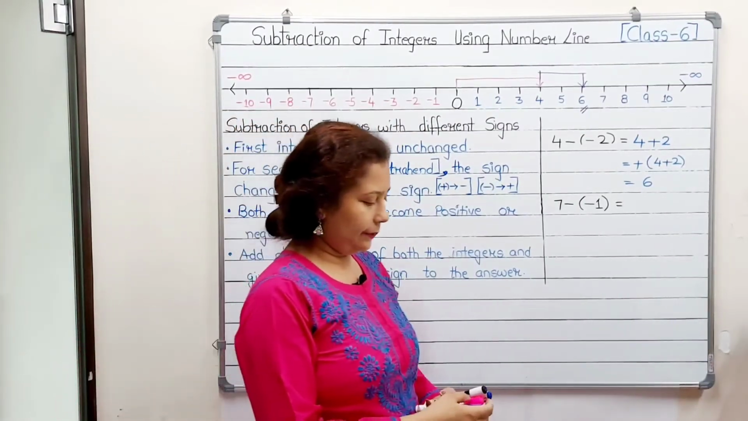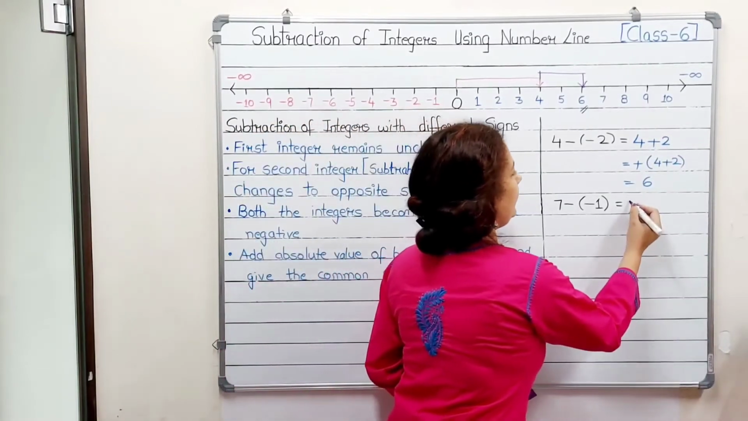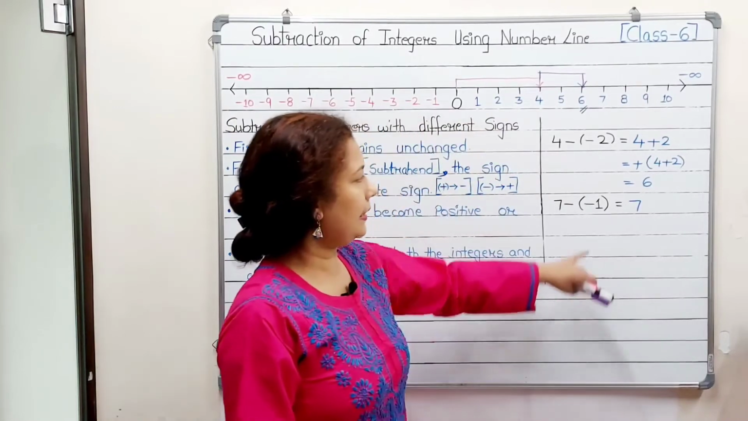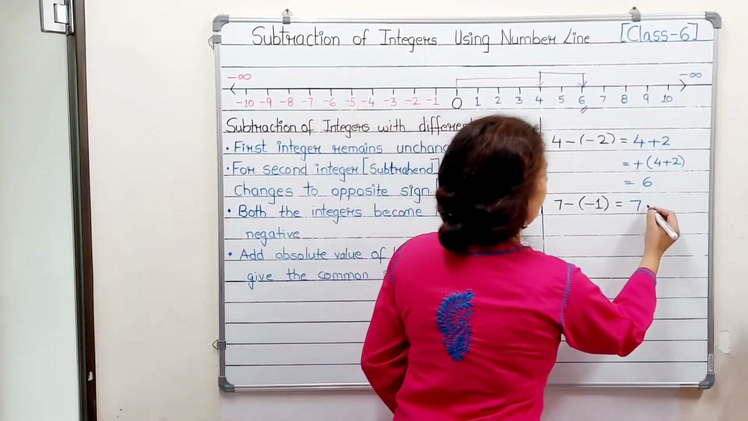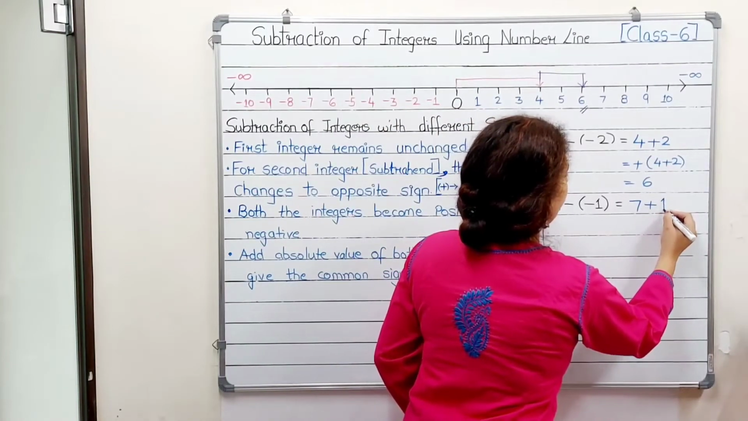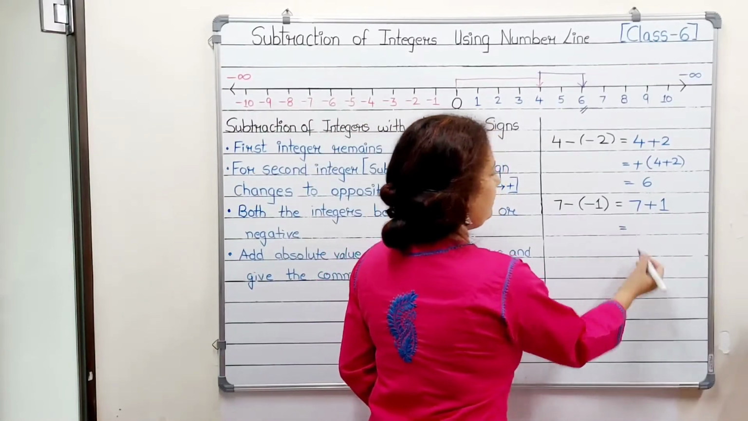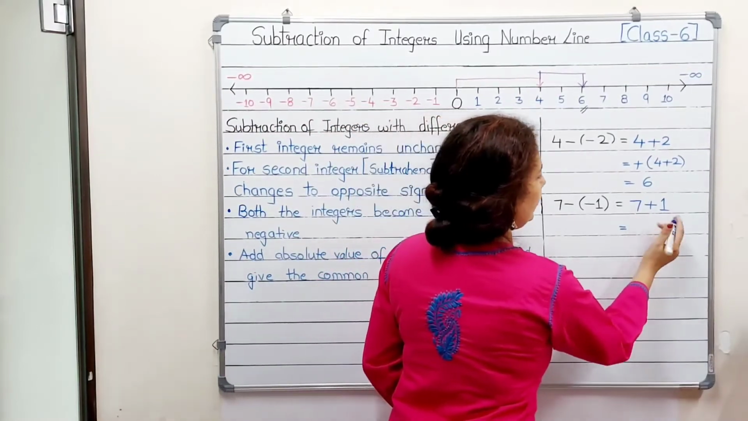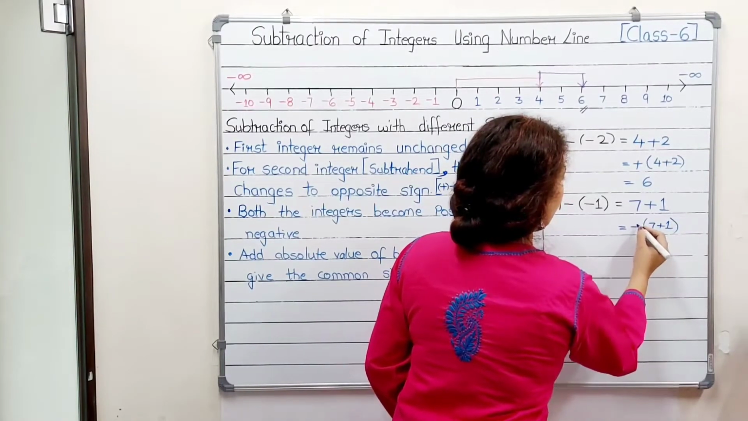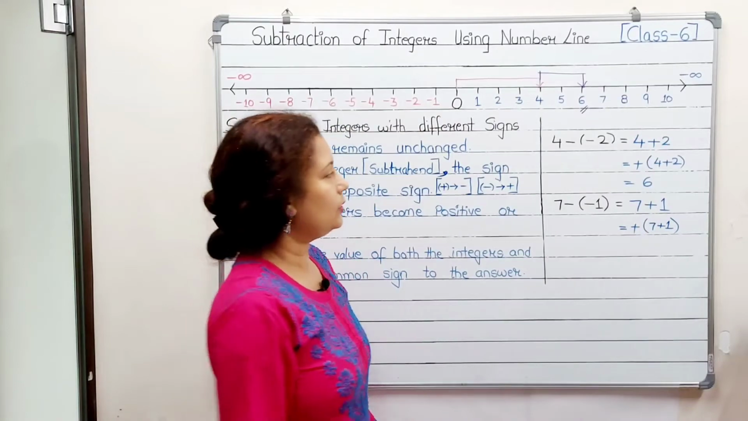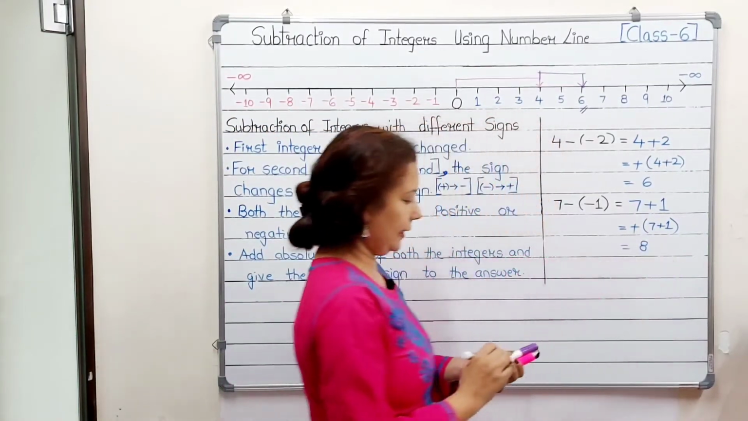For the second example, 7 is the first integer. We will write it as it is. The second integer is -1. So the sign will change to plus and we will write the integer. Both the integers now have the same sign. So we will add the absolute values of the integers and give the common sign, that is plus. So here 7 plus 1 is 8, that is +8.